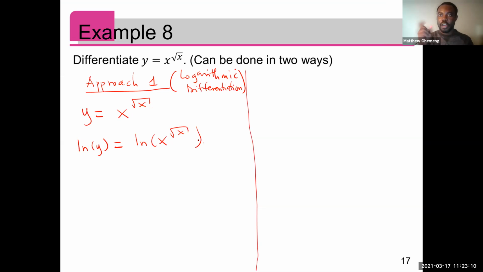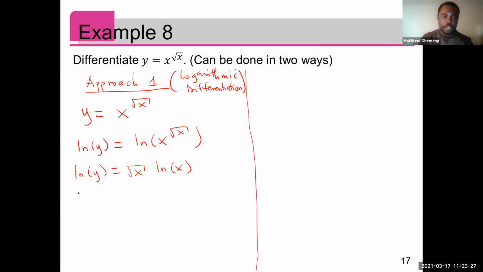And then use the logarithmic laws to simplify. Right. So the left-hand side is still ln of y. But for the right-hand side, you see ln of a base to a power. So you can bring the power in front. Right. And then ln of the base again. Right. Now, when you get here, what do you do? You do implicit differentiation. Right.